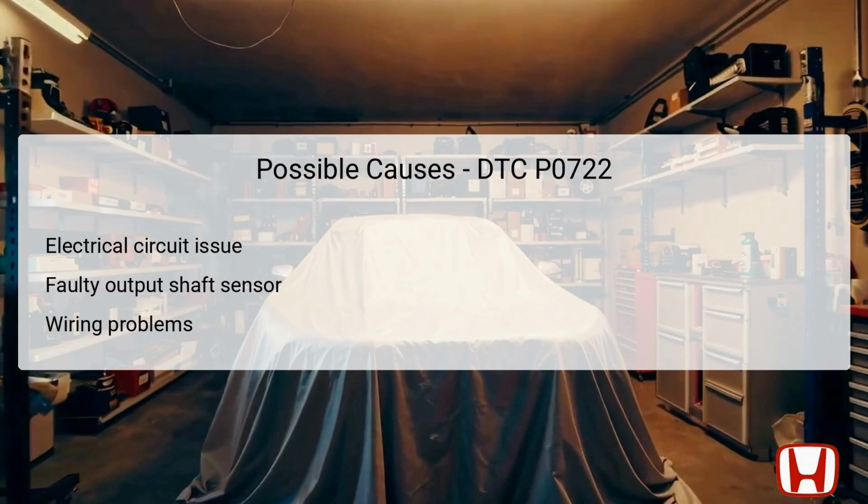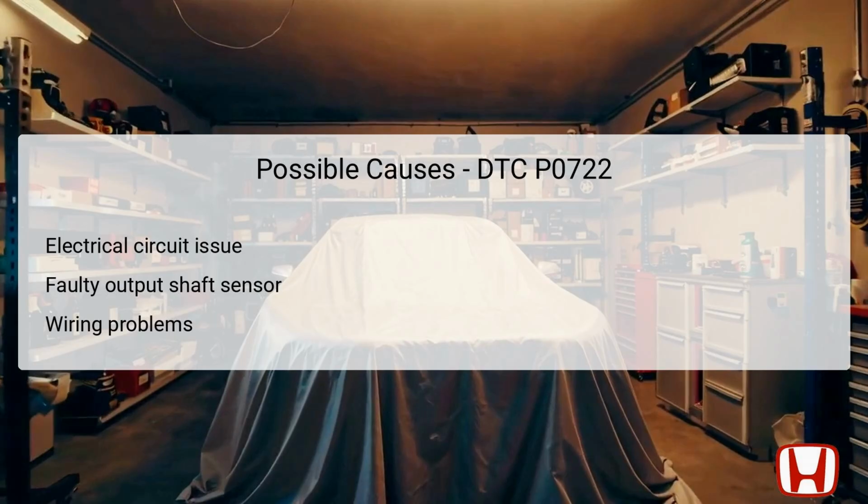The primary causes of DTC P0722 involve electrical circuit malfunctions rather than mechanical failures. This could stem from damaged wiring between the output shaft speed sensor and the PCM. An open circuit would prevent the necessary voltage signal from reaching the sensor, leading to no signal input errors.